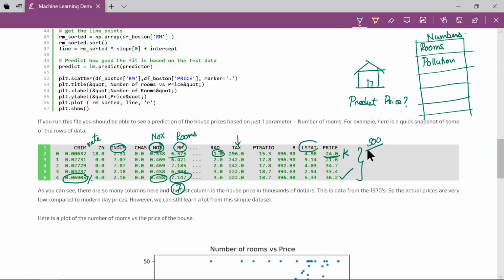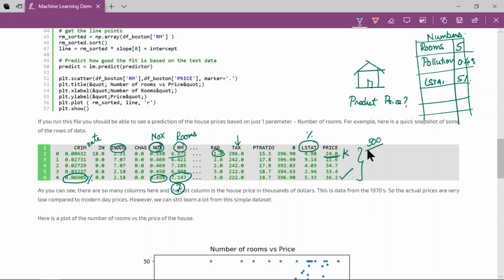This is lower strata population percentage, meaning poor people. So let's say the number of rooms is 5, the pollution is 0.45, and the lower strata population is, let's say, 5%. Now, what is the price? For us as humans to predict, as you and me are laymen, probably we are not in the real estate market, so it's difficult. It's not that easy. But for an experienced real estate consultant, that is probably easy because he knows the average parameters.